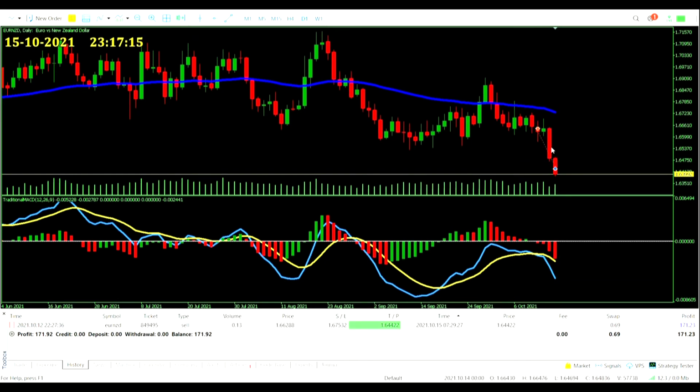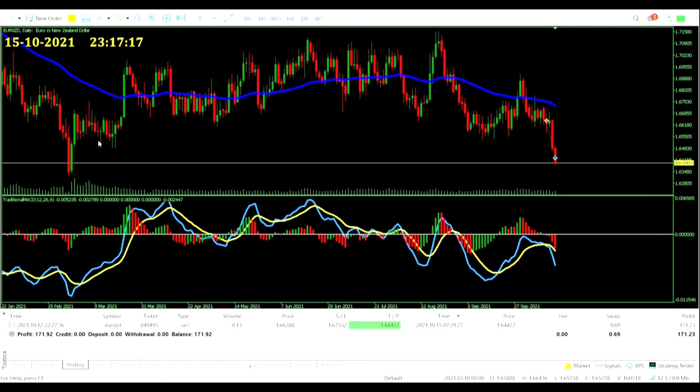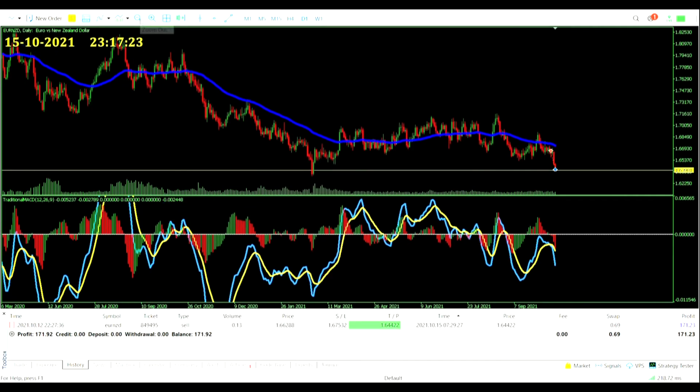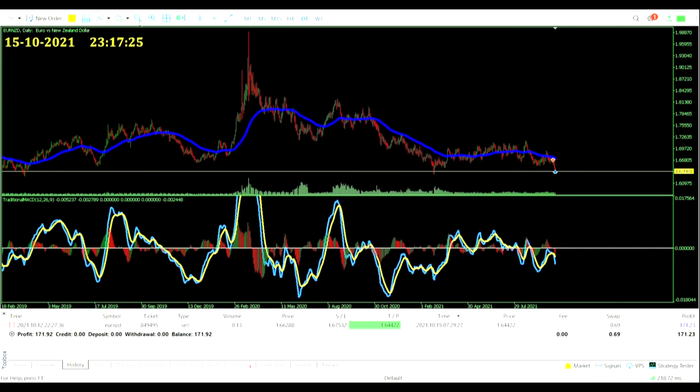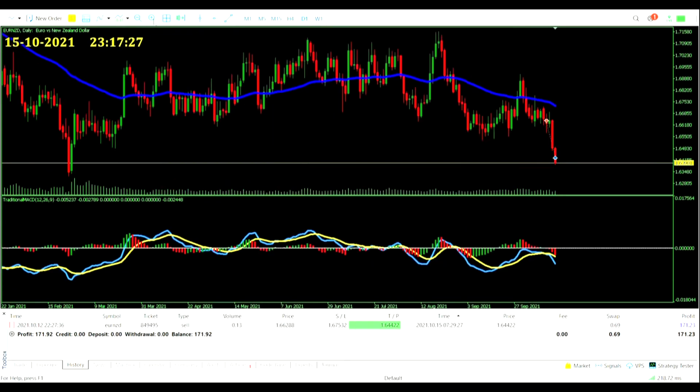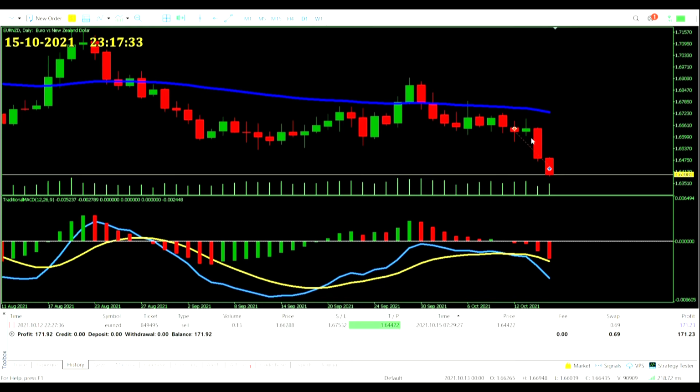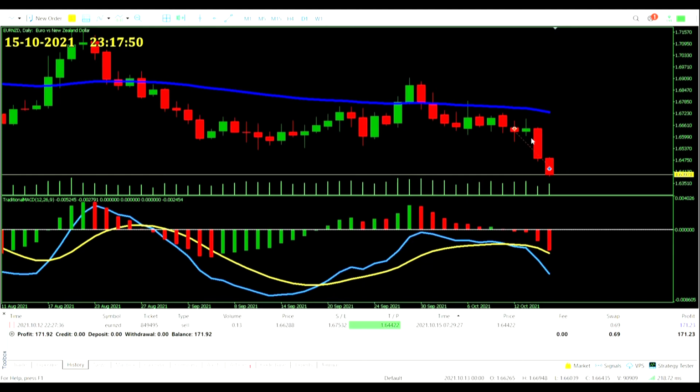Pretty impressed by the sell-off against the euro. This is a low for a good while. Haven't seen a low at this stage for quite some time, so wasn't confident that we would be able to get there. But it only took a few days in the end and we got paid for the experience. 69 cents in the swap and we took profit of $171.23.